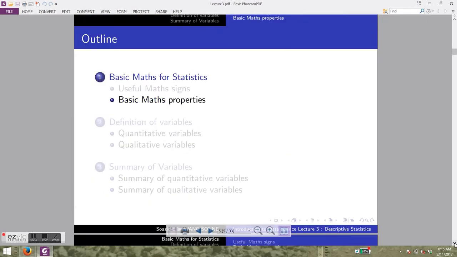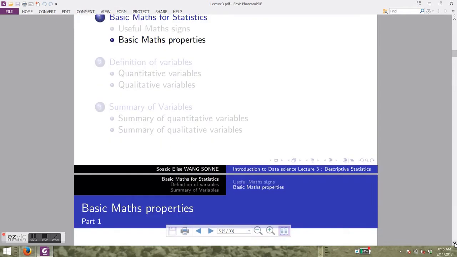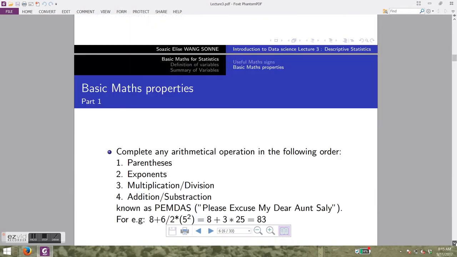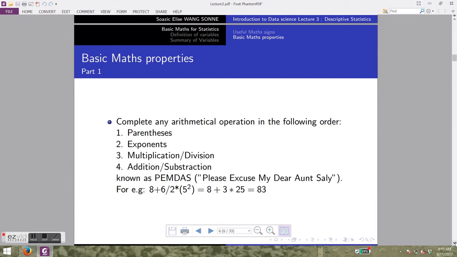So now let's move to basic math properties. What are the different properties that will be useful for you to better understand how we compute key statistics? You should remember from undergrad school the PEMDAS property, also known as please excuse my dear Aunt Sally. When you compute any kind of arithmetical operation, there is an order. You first start by computing the figures inside the parentheses, and then you have the exponent, and then you have the multiplication and the division, and last but not least the addition and the subtraction.